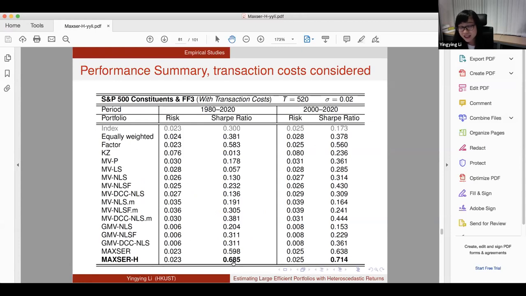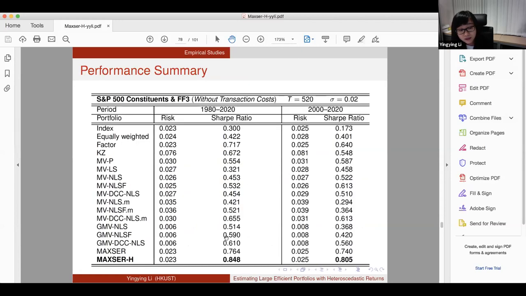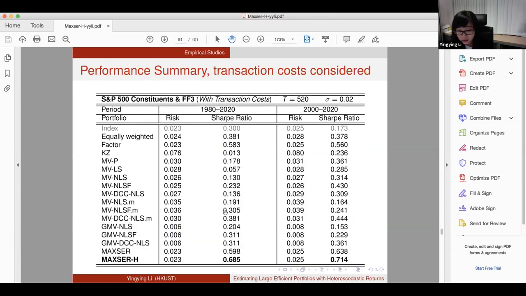The reason is that, as we have already seen, MaxER and MaxER-H are sparse portfolios. When they are sparse, they correspond to smaller turnovers. So that corresponds to small transaction costs. For example, the global minimum variance portfolios do have quite good Sharpe ratios previously. However, after transaction costs are taken into account, the drop of Sharpe ratio is almost 40-50% for all of these MV and GMV estimators.